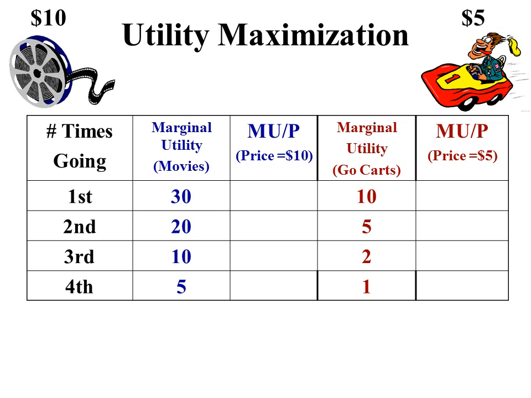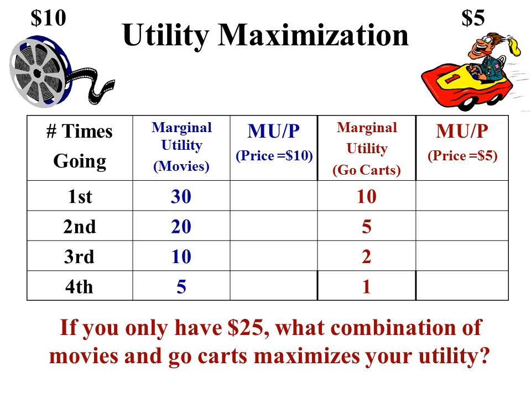So now how do we maximize our utility? We're trying to maximize our utility. We've got 2 choices here: we could go to the movies or we could go go-karting. The marginal utility for movies is in blue, and the marginal utility for go-karts is in red. To figure out marginal utility divided by price, which is $10 for movies and $5 for go-karting, we're going to run those numbers here in just a second. But if you only have $25, what combination of movies and go-karts maximizes utility?